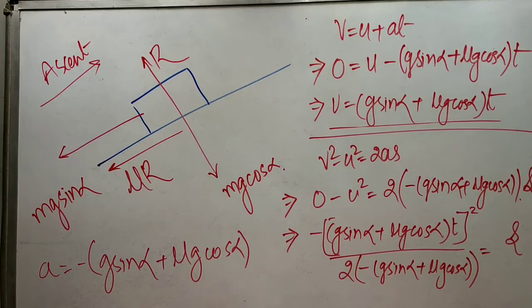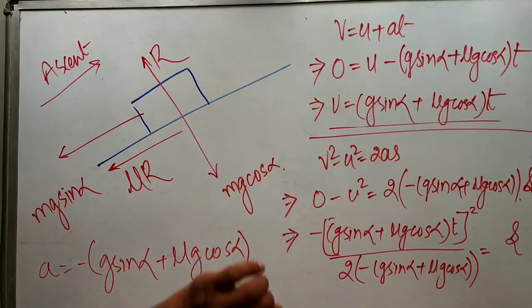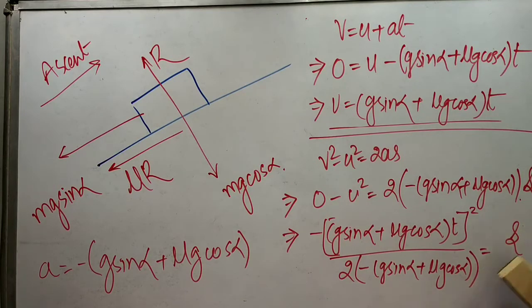I want you to write these two down and then we'll go ahead with the problem. Till here you can write and then we'll get the value of s. I'm going to erase this now.